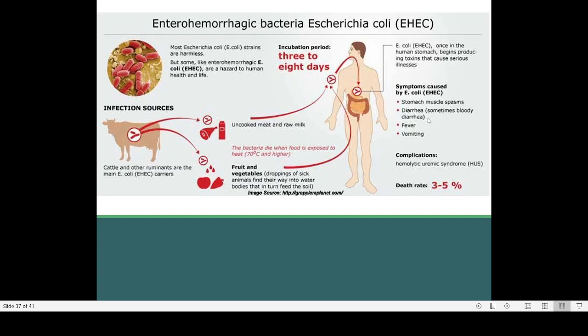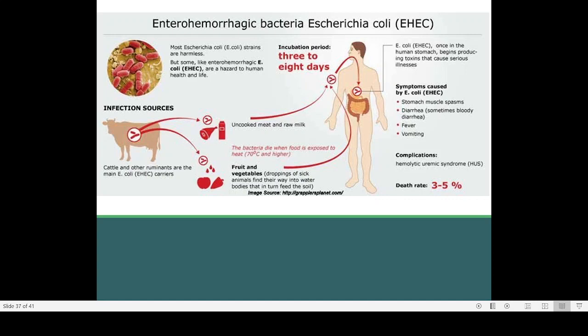Here you can see the common symptoms: stomach pain, diarrhea, fever. Almost all of them we have already discussed. This is a picture of the bacteria E. coli. Then the complication, hemolytic uremic syndrome. Hemolytic uremic syndrome means blood will be appearing in your urine. That is hemolytic uremic syndrome. And the chance of death is 3 to 5%. So even though E.